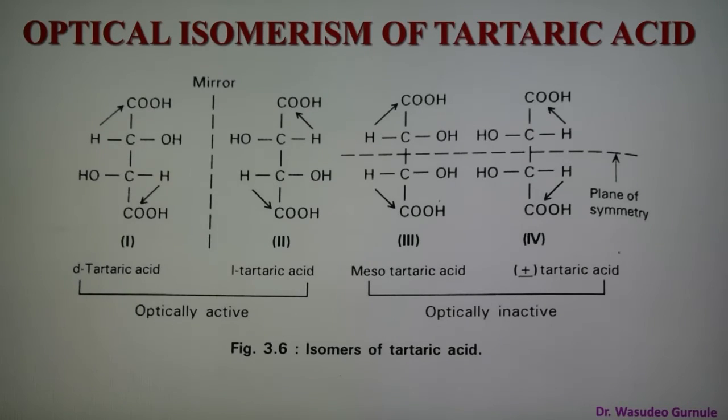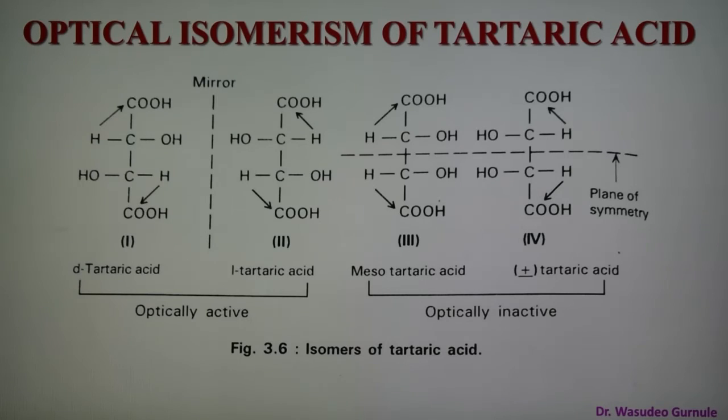The second structure, number 2, is levotartaric acid. This structure represents levotartaric acid. It is able to rotate the plane polarized light toward the left, that is, toward the anticlockwise direction. In this case, this structure does not have any element of symmetry, and therefore levotartaric acid does not occur in nature. The third important structure is mesotartaric acid.